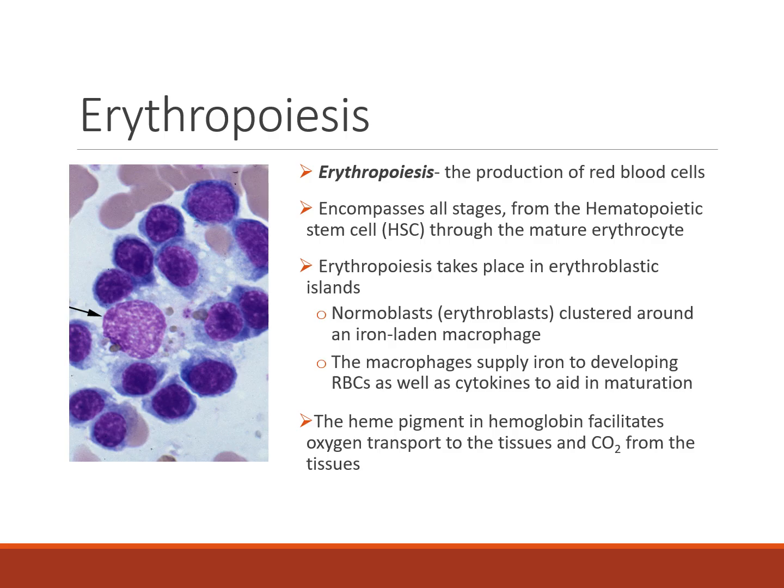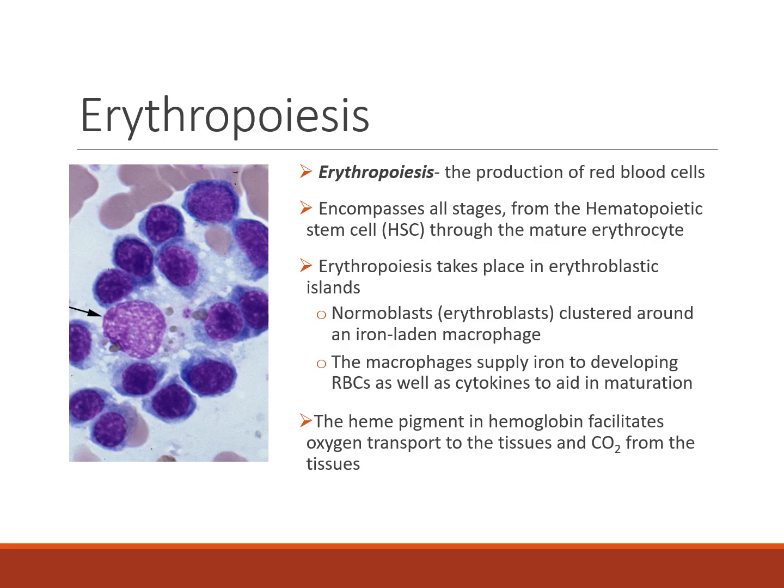Erythropoiesis is again the production of red blood cells that occurs in the bone marrow. It encompasses all stages from the hematopoietic stem cell through a mature erythrocyte. And remember, make sure that you know both nomenclatures for each stage of red blood cell development. We have erythropoiesis that takes place in very specific areas called erythroblastic islands. Those are clusters of red blood cell production.